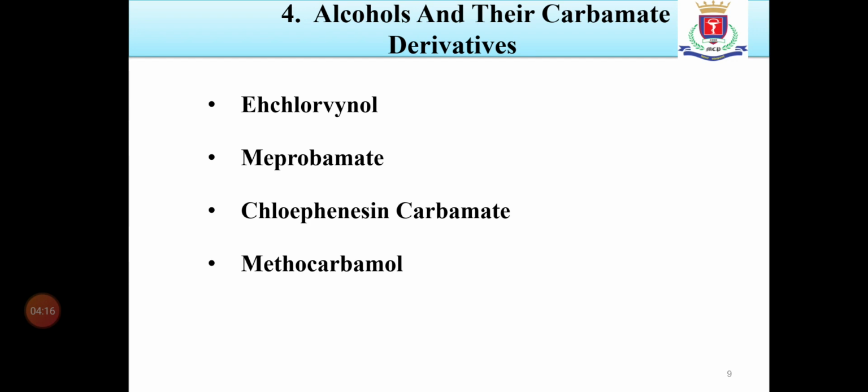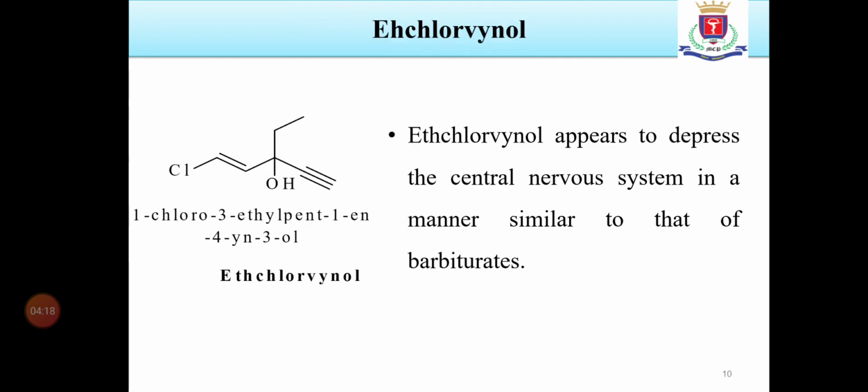The first is ethchlorvynol. Ethchlorvynol is a very simple structure. It's an aliphatic derivative. It's 1-chloro-3-ethylpent-1-en-4-yn-3-ol. 1-chloro: at the 1 position there is a chloro substitution. 3-ethylpent: it's a pentane derivative, with an ethyl substitution at the 3 position, and at the 1 position, a double bond.